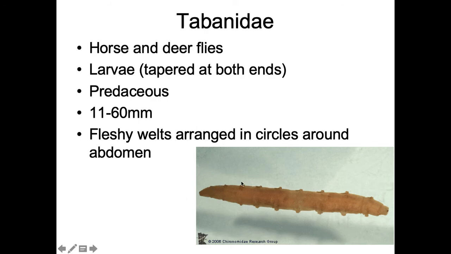They are predaceous. They can be rather large, so 11 to 60 millimeters, and they have these fleshy welts arranged in circles around the abdomen. So these are all fleshy welts that go all the way around the abdomen. Their heads are also hidden, so that's what makes them like Tipulidae, but they don't have those fleshy lobes. They're a different shape and they have these big welts.